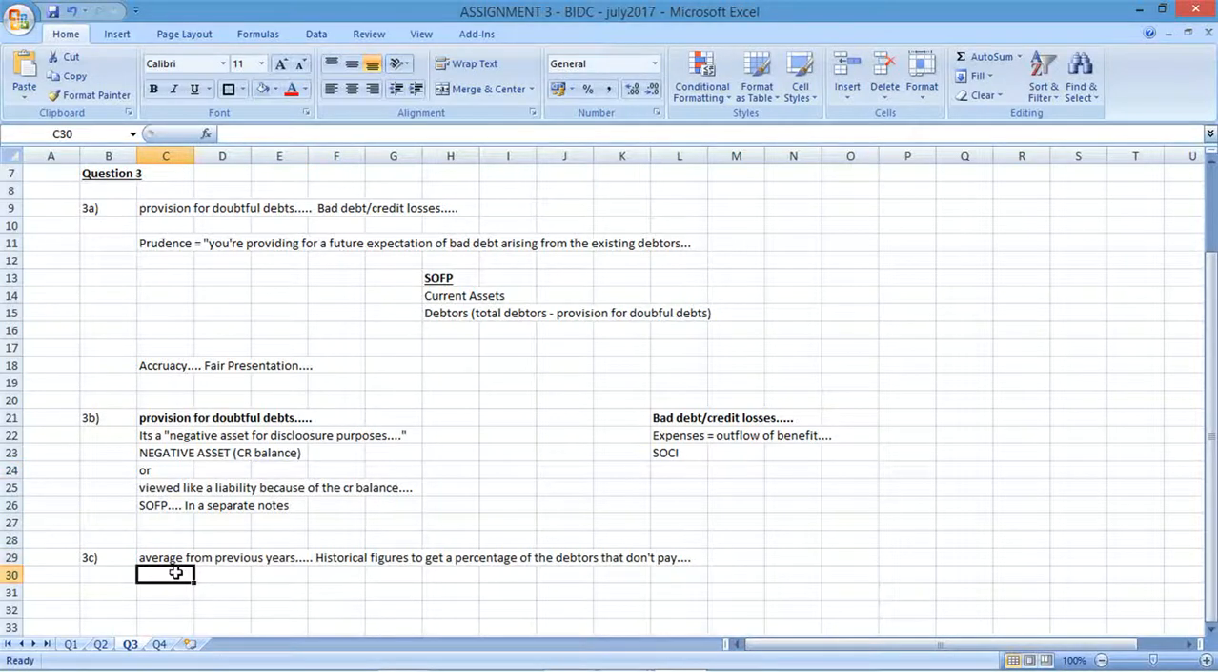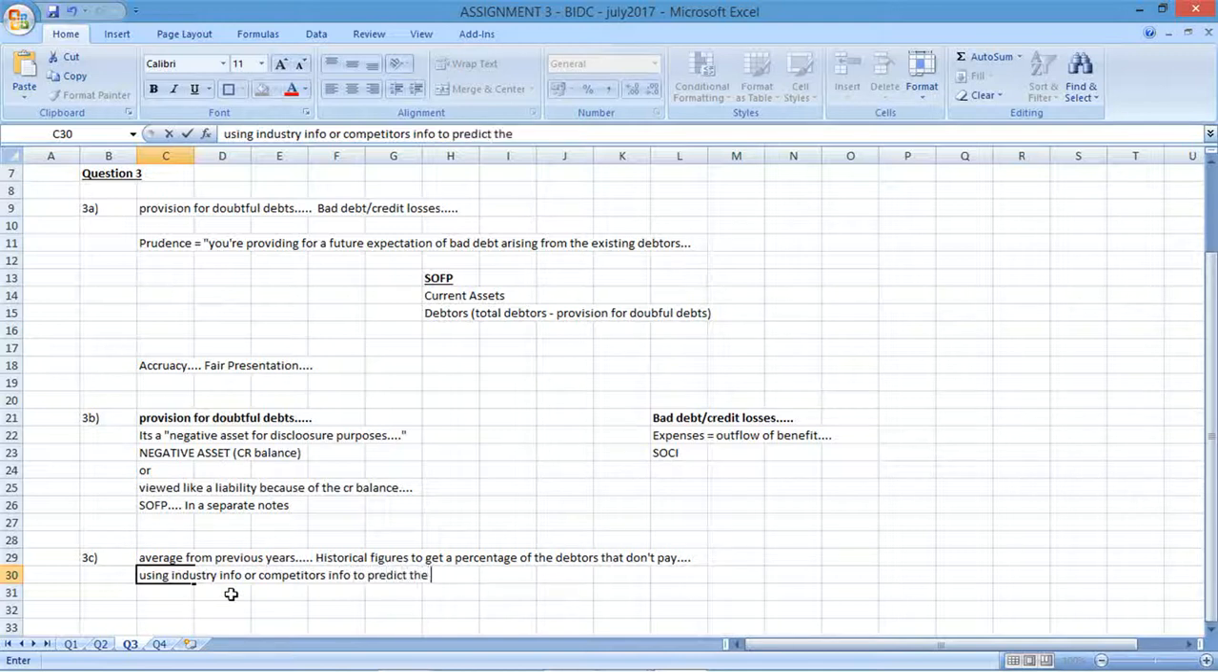They said state 2 ways. Another way could be using industry information or competitor information to estimate the bad debts. When I say predict, it's not the right word, to estimate. No one can predict what's going to happen exactly. Estimate the bad debt or credit losses.